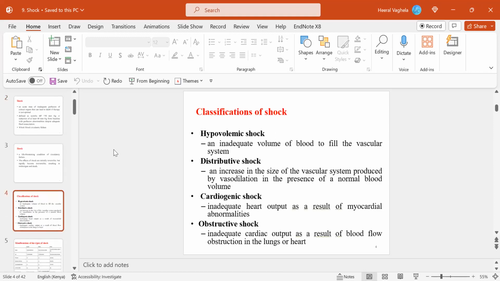So there are 4 types of shock. There's hypovolemic, where there's inadequate volume of blood. Distributive, where there's an increase in the vascular space because of vasodilation. Cardiogenic, when there's inadequate heart output because of myocardial abnormalities. And obstructive, again with inadequate cardiac output, but because there's obstruction of blood flow in the lungs or in the heart.